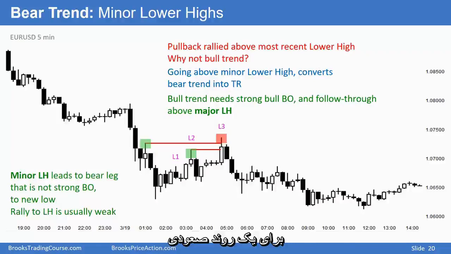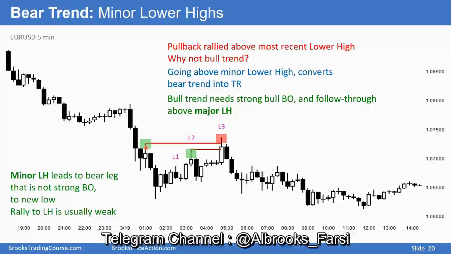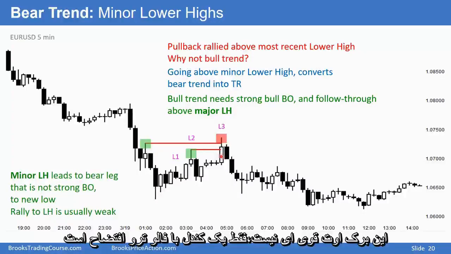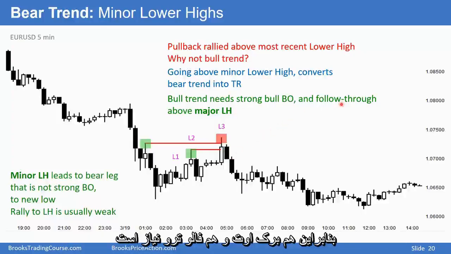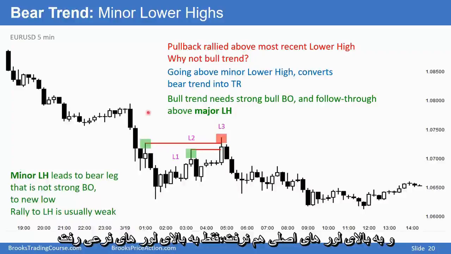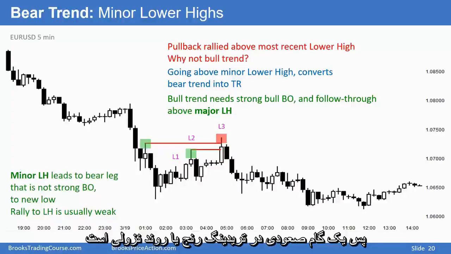For a bull trend, you need a strong bull breakout and follow through above major lower highs. We broke above a lower high. We broke above a lower high. So we got a breakout here. That is not a strong bull breakout. It's just one bar with terrible follow through. So we need breakout and follow through. So we got a decent breakout but bad follow through. And it did not get above a major lower high. It just went above minor lower highs. So this is probably not a bull trend. It's probably a bull leg in a trading range or a bull leg in a bear trend.